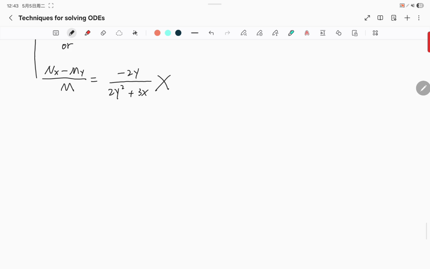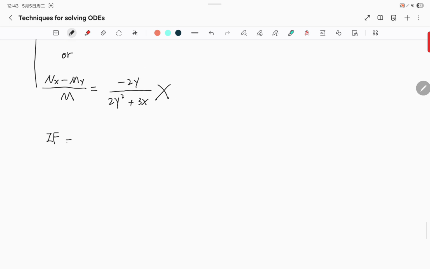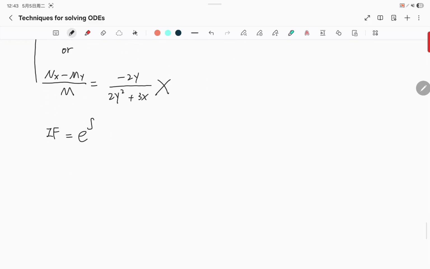So now we're going to do the integrating factor, e to the power of the integral of 1 over x dx. This is equal to e to the ln x, and e and ln cancel out, so I have x.